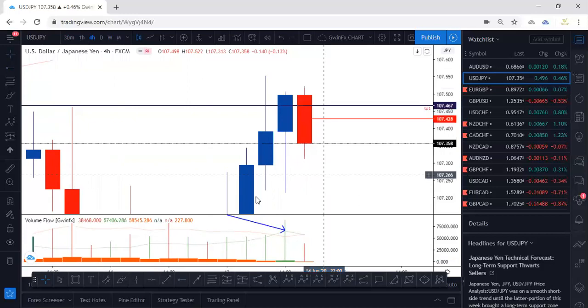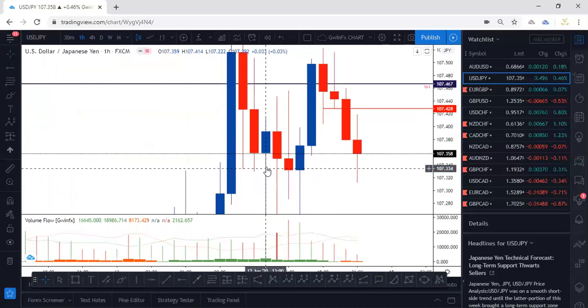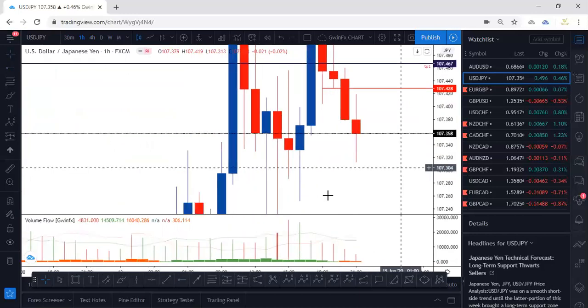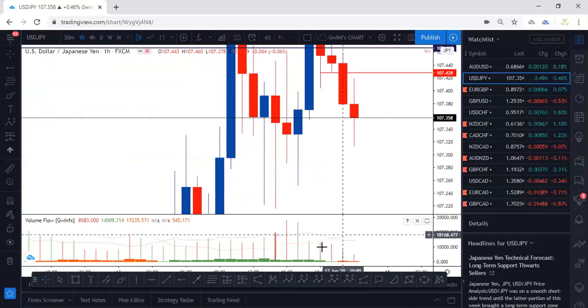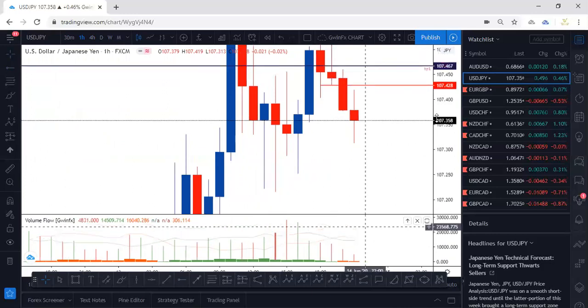So from the H1, what do we have? From the H1, we have price back into this structure. So we could see a reduction in the volume. We could see volume from the H1 dropping massively, but definitely price is still making lows. So we can see reduction in volume.